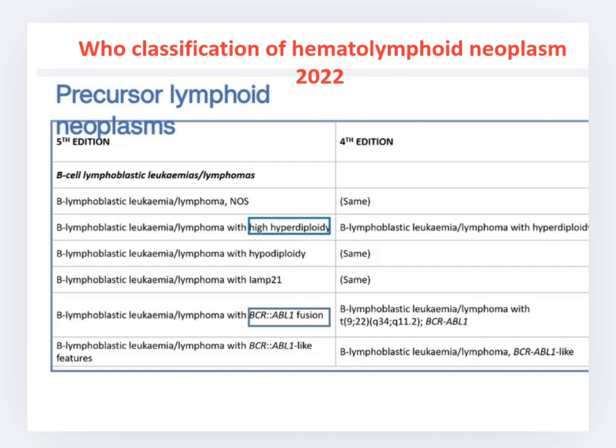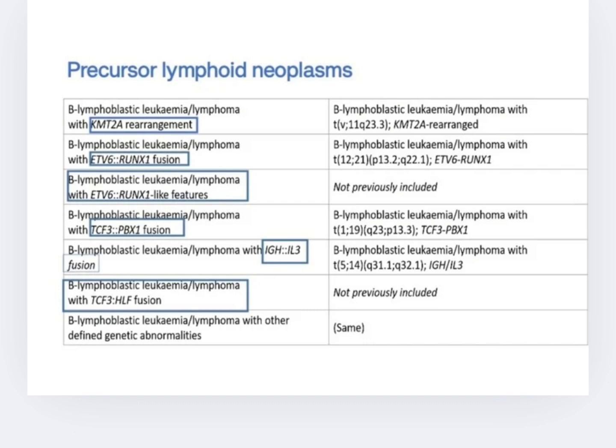Now moving on to the WHO classification of hematolymphoid neoplasms 2022. It is the 5th edition. There is a previous 4th edition which was published in 2016. Now this table shows the main differences between the 4th and 5th edition. So the term high hyperdiploidy is introduced, while BCR-ABL1 fusion is introduced. You can revise this table before the exam for MCQ preparation.